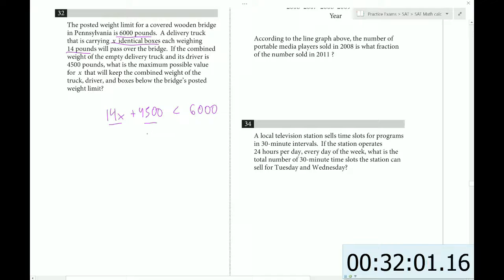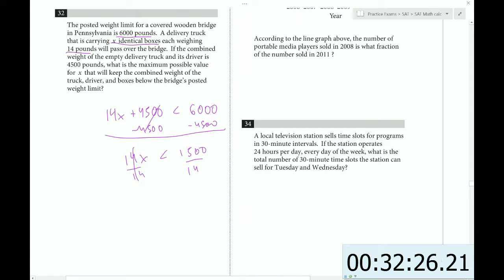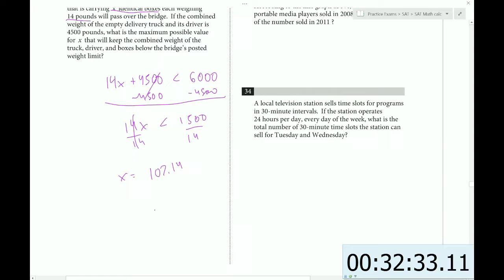Okay, so we want to solve this for x. So we subtract 4,500 from both sides, and that gets us 14x less than 1,500. Then we divide by 14, and let's see what we get. So 1,500 divided by 14 gives 107.14. So that's how many boxes he can haul. And of course we need an integer number of boxes, so let's use 107.